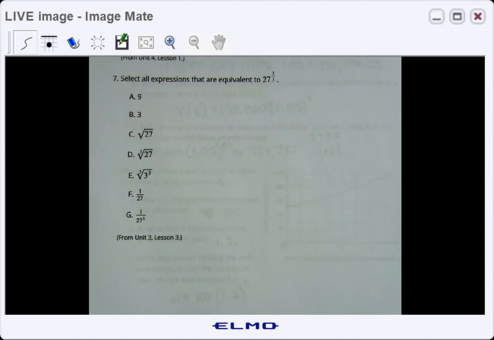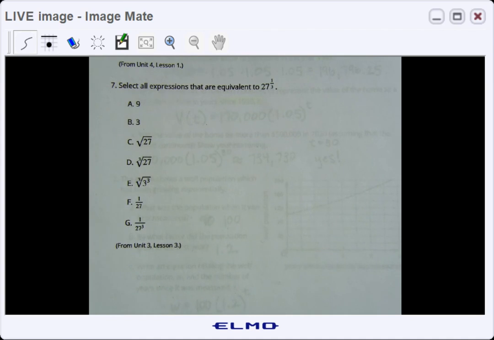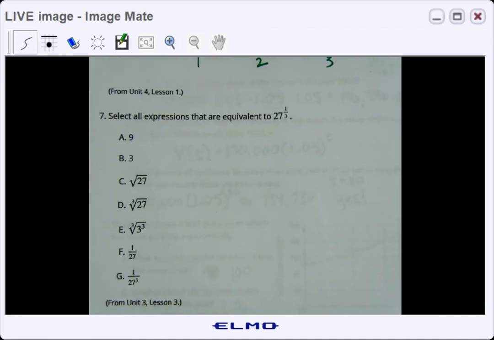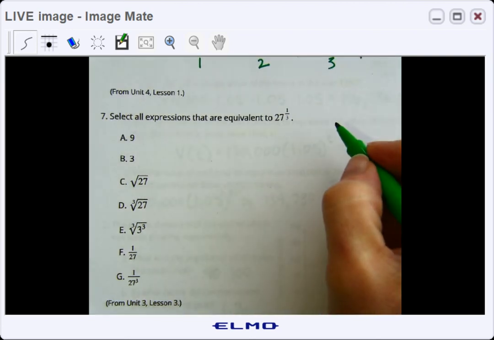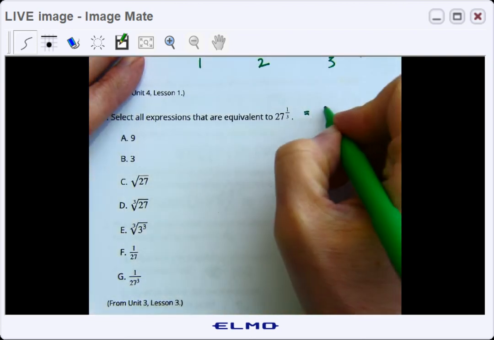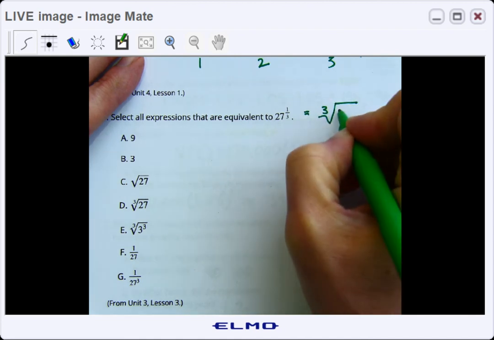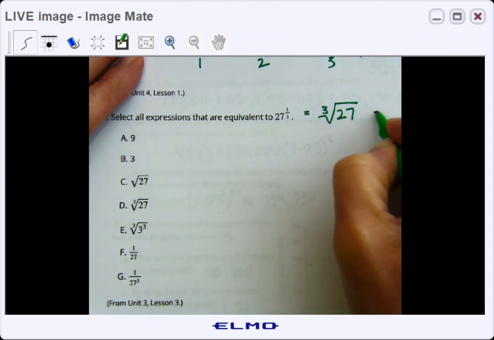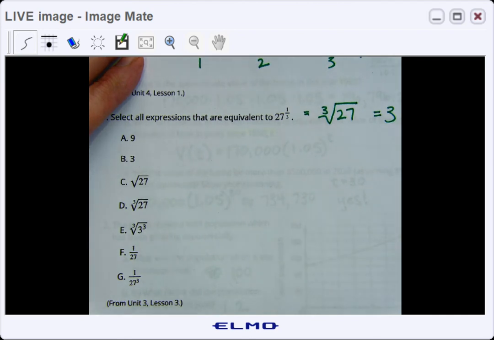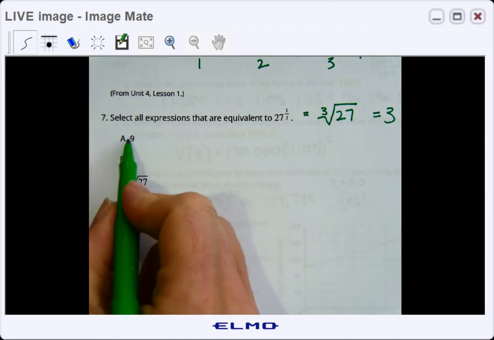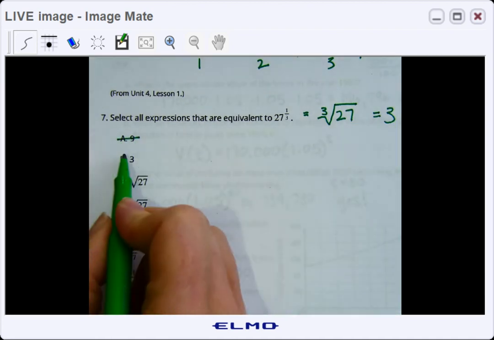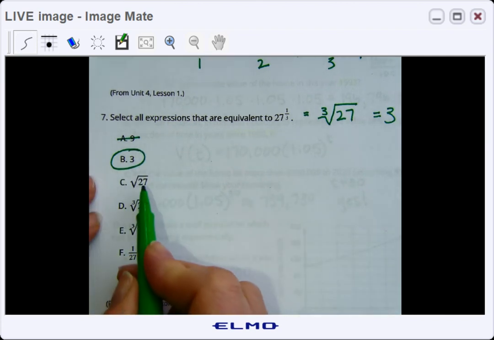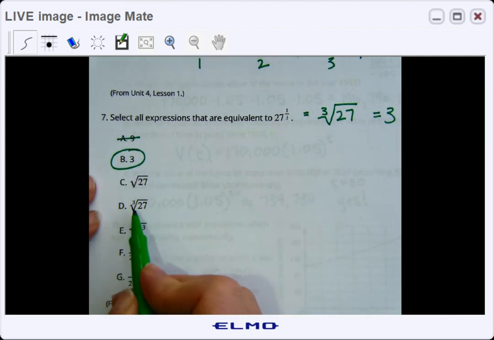Okay, finally, we're going to be looking at number 7. Select all expressions that are equivalent to 27 to the 1/3. So we can represent 27 to the 1/3 as the cubed root of 27. And then the cubed root of 27 is equal to 3. Okay, so we would not select A. It's equal to 3, not 9. So definitely select B. And then it's not the square root of 27, it's the cubed root of 27.